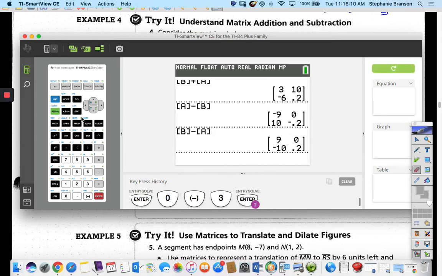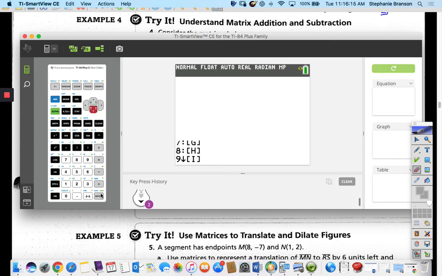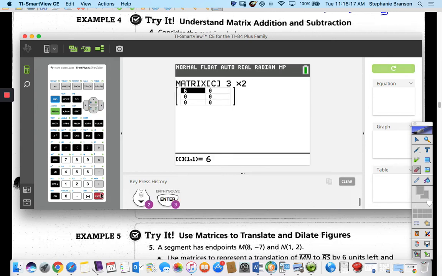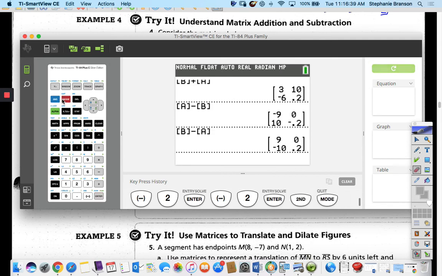Oh, what did I do this time? 6, 0, -3, 0, -2, and -2. All right, so once we have all that filled out, they are asking us to find C minus B.